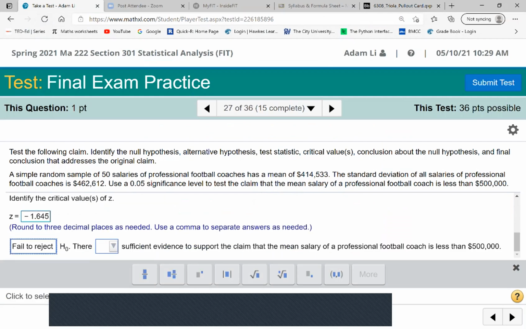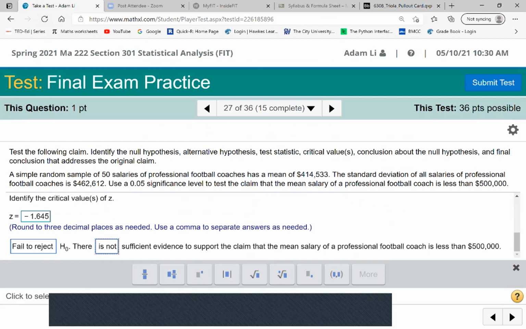So fail to reject H0. So that's not sufficient evidence. Let's see, less than that, right? So that's not. You see, they want you to comment about the alternative hypothesis.